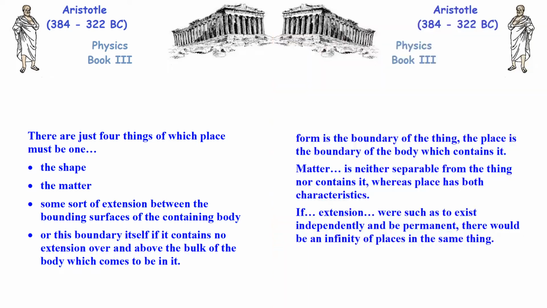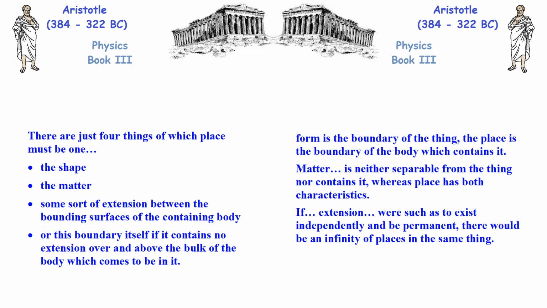Here it is. Put it on the side so you can compare them next to each other. Form is the boundary of the thing. The place is the boundary of the body which contains it. So he's going to reject the first one, shape. Matter is neither separable from the thing nor contains it, whereas place has both characteristics. That's his reasoning for rejecting matter. And the last one: if extension were such as to exist independently and be permanent, there would be an infinity of places in the same thing. That's how he rejects extension.